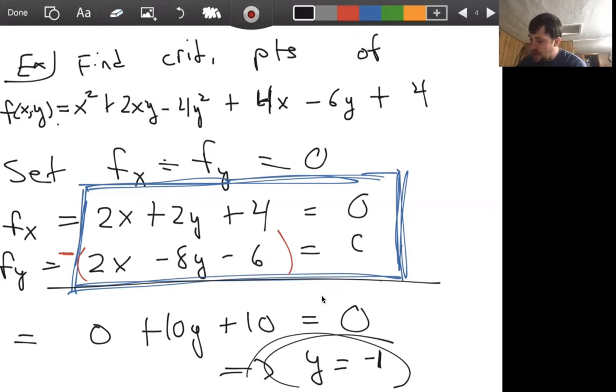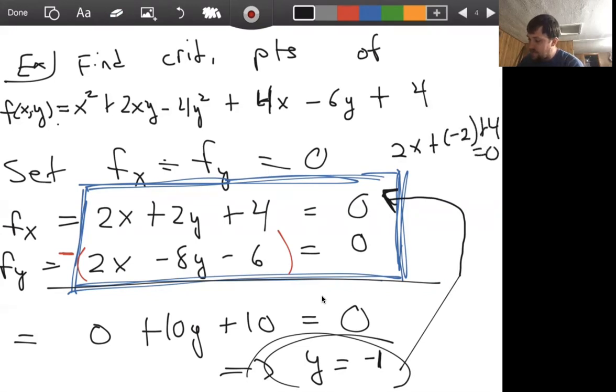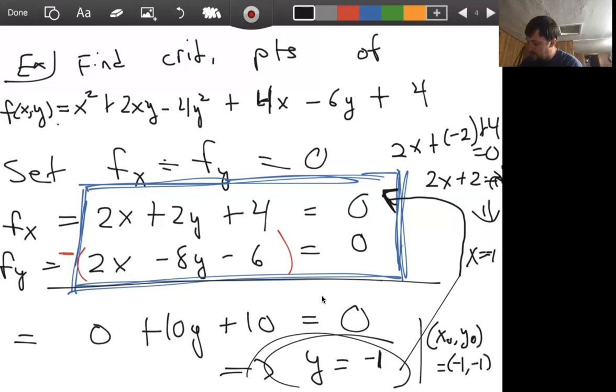And so you can see if I plug in y equals -1, I don't think it really matters which, say to the top one here, well, then I'm going to get 2x plus, well, minus 2 plus 4 equals 0. And that will simplify to, looks like that should also be -1, right? Because we'll have -2 plus 4, which is +2. So 2x plus 2 equals 0, which means x equals -1. And so we have one critical point, and it's the critical point (-1, -1).